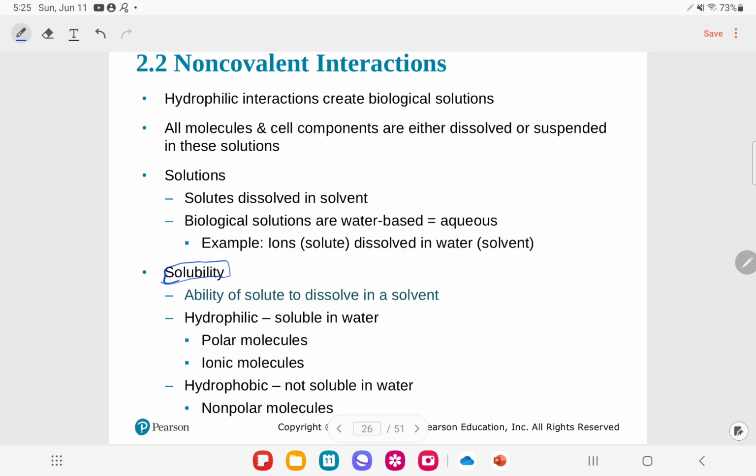So hydrophilic substances are going to be soluble in water, right? Such as polar molecules having an unequal distribution of electrons, right? Polar molecules, ionic molecules, these are going to be hydrophilic. They're going to be soluble in water. And we're also going to have hydrophobic substances, right? These are not going to be soluble in water, right? These are going to be non-polar molecules such as lipids, right? Equal distribution of electrons, right? Non-polar. They're not going to want to be in water.